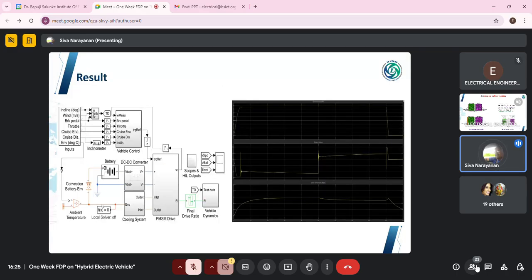Okay. So in the right hand side, I have given you a diagram, where you can see for the given driving cycle, what is the vehicle speed, what is the battery voltage, and what is the temperature that is getting generated in the motor. Okay.